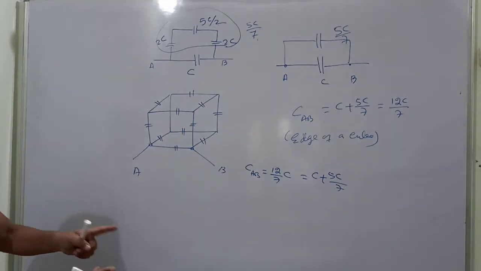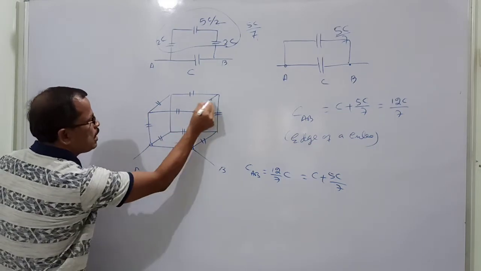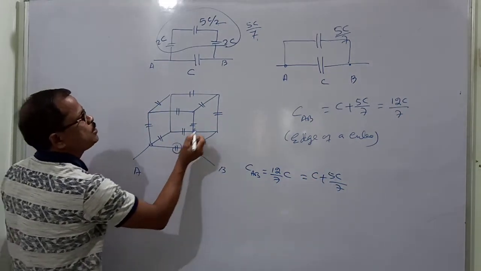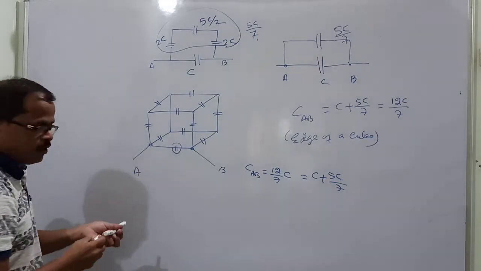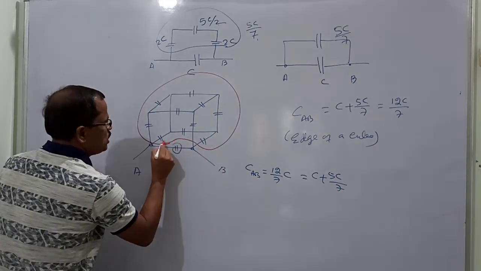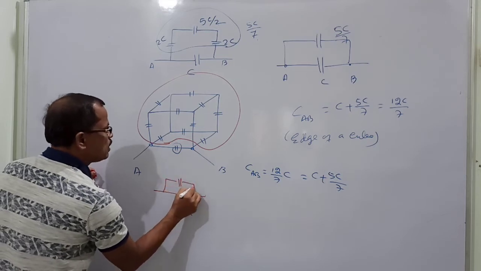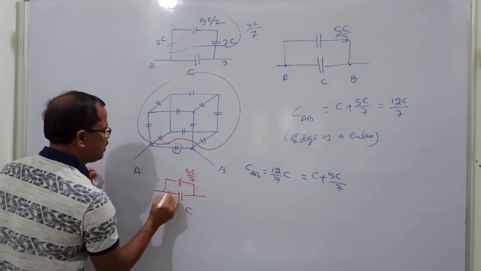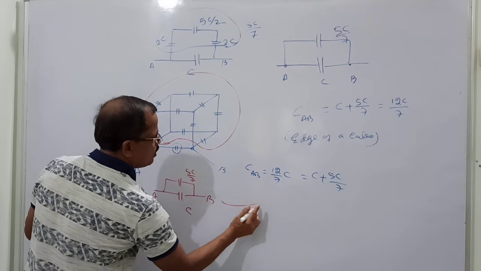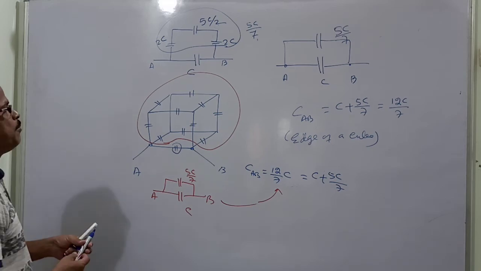That means except this one, all capacitors are found to be how much? 5C by 7. And this capacitor is in series, this one, 5C by 7. This is the combination of all these three, the combination of up to this, all above. It is found to be, this is your C, and all other above, that is equal to 5C by 7. That is A point, B point, and answer is equal to 12C by 7.